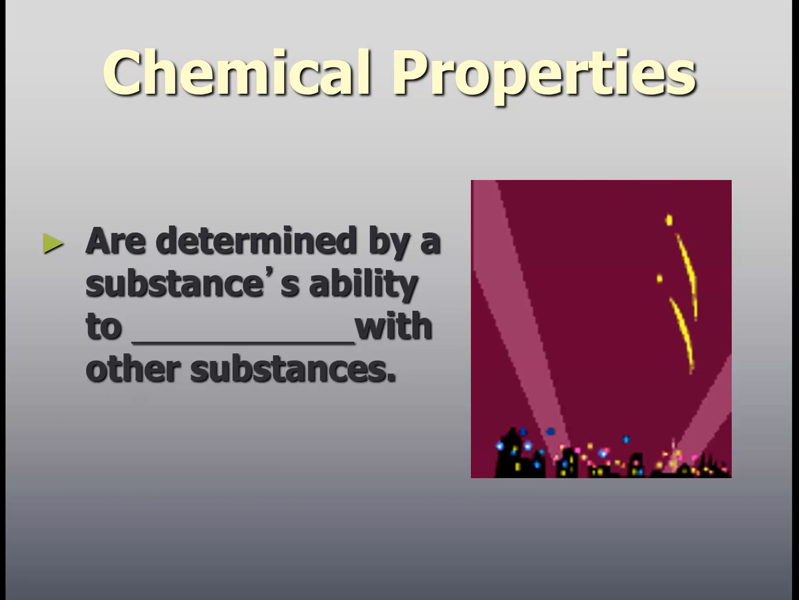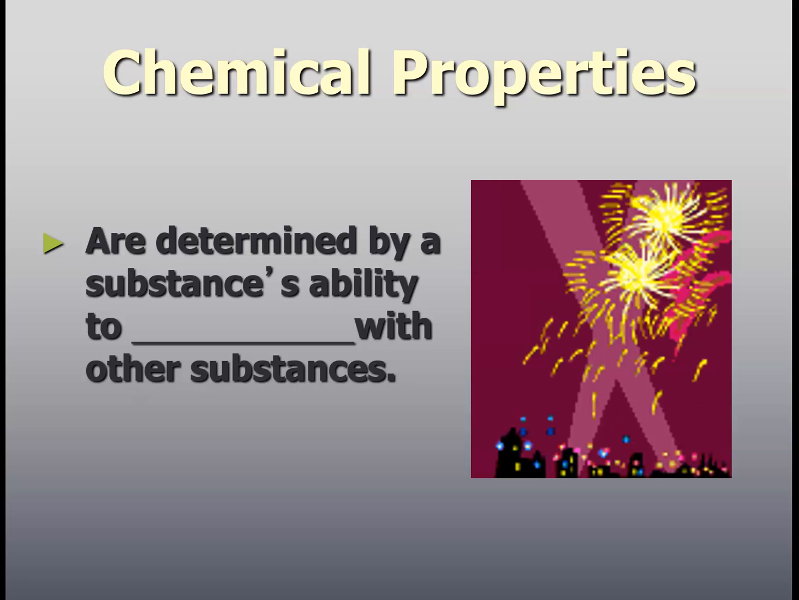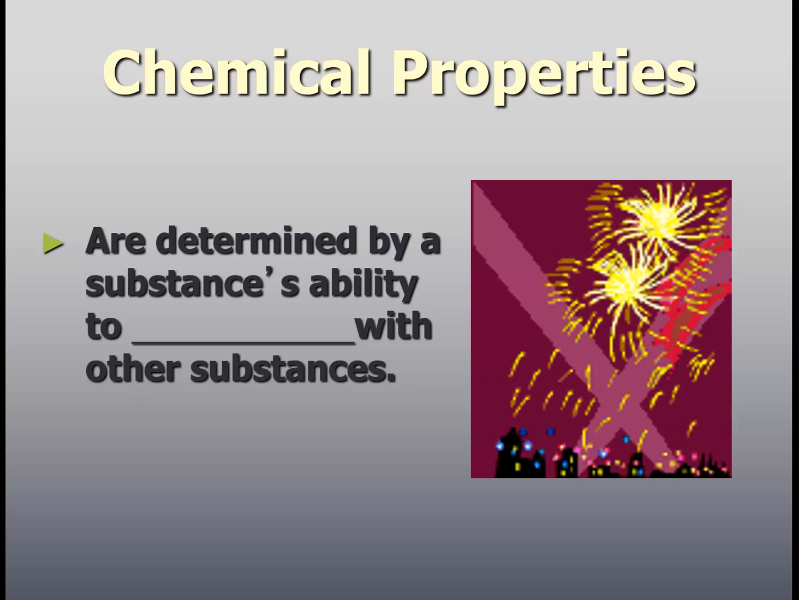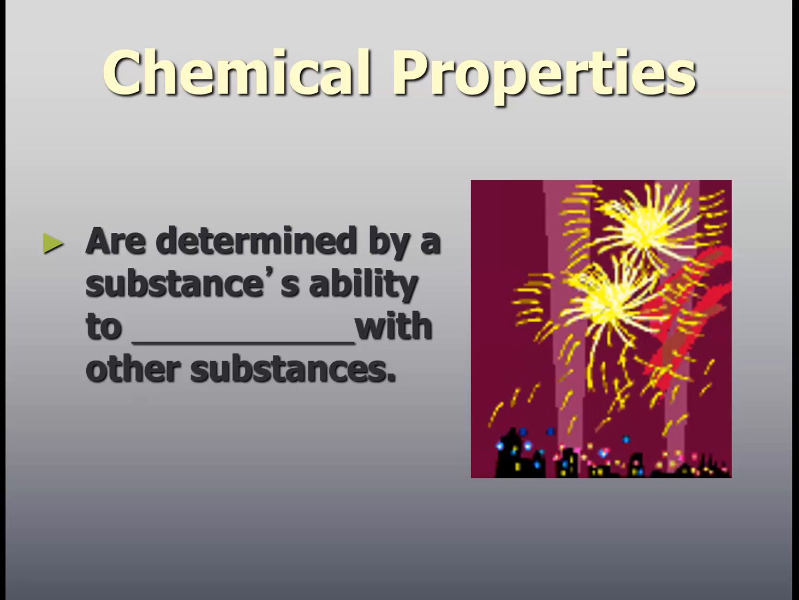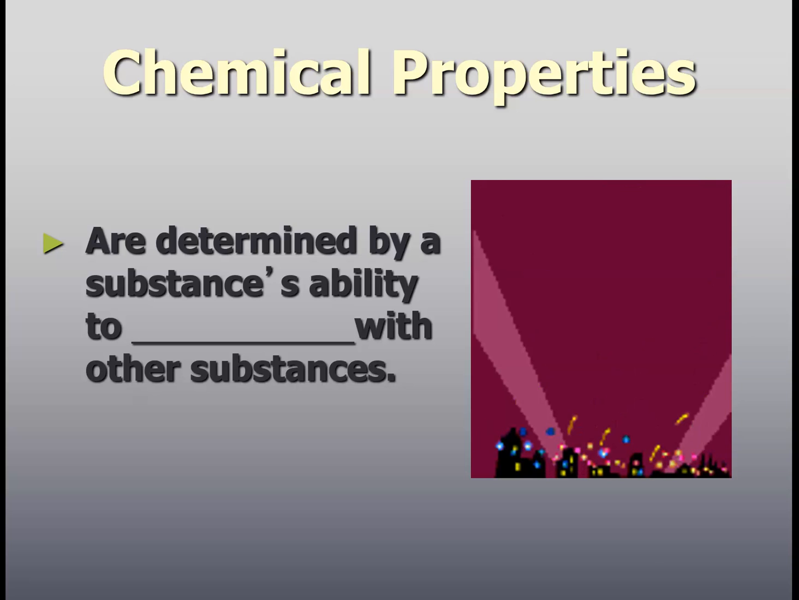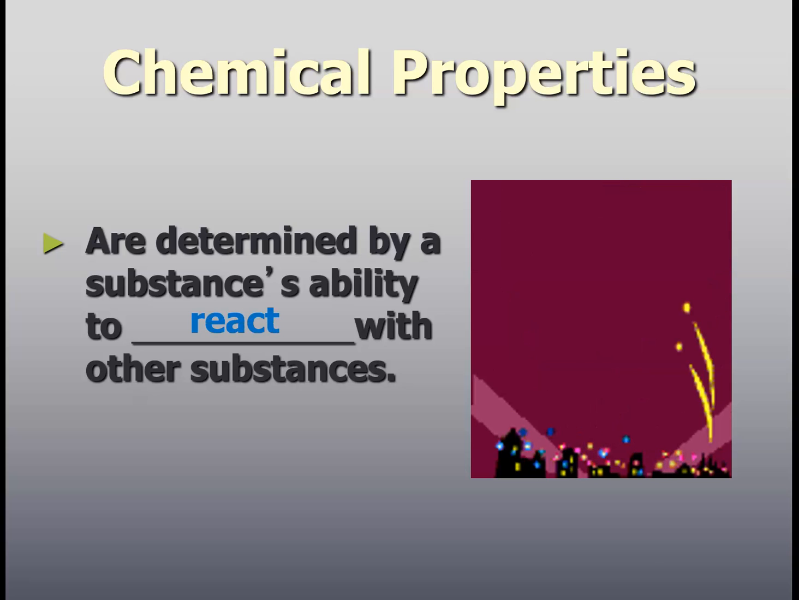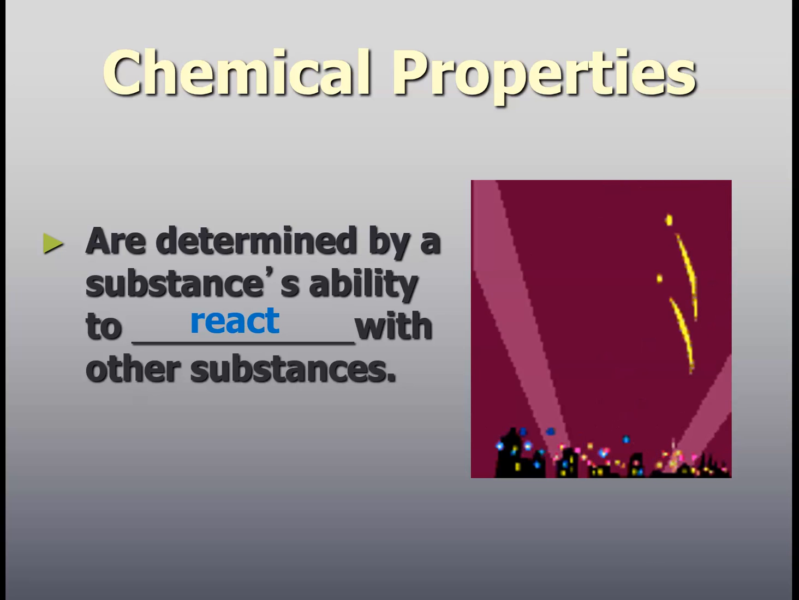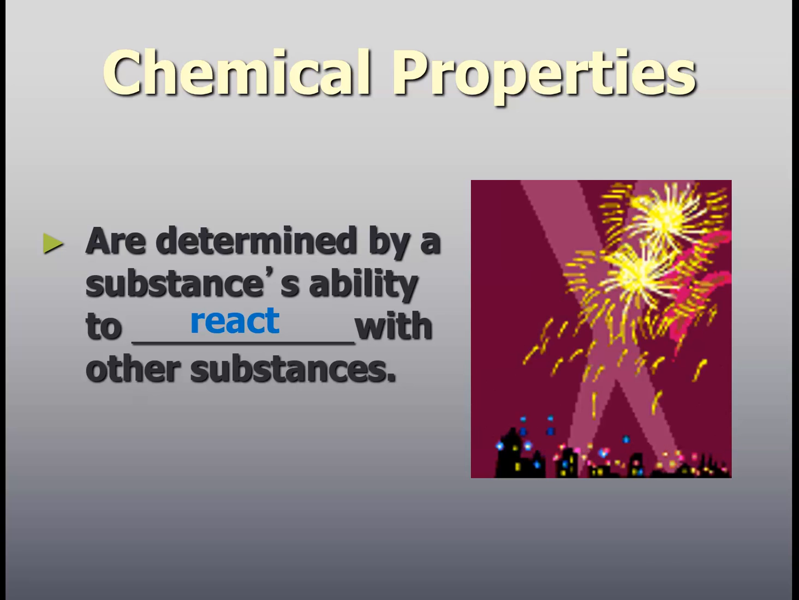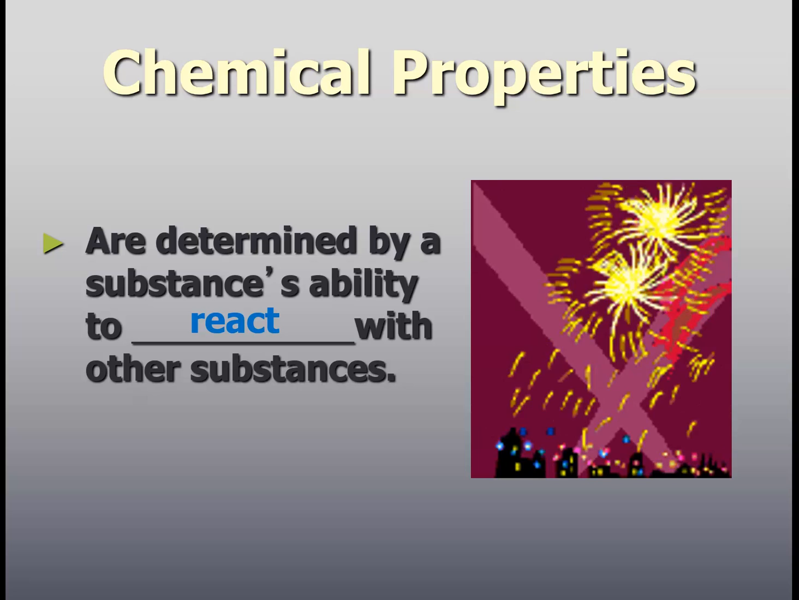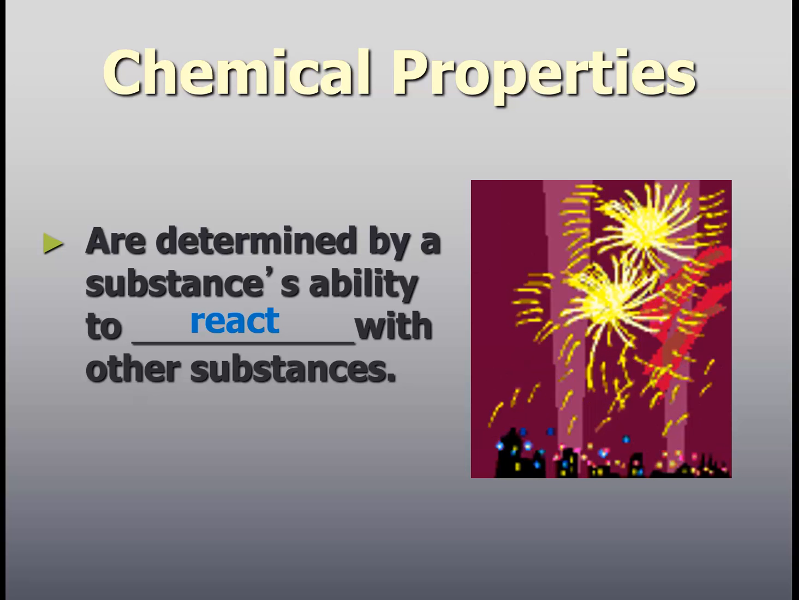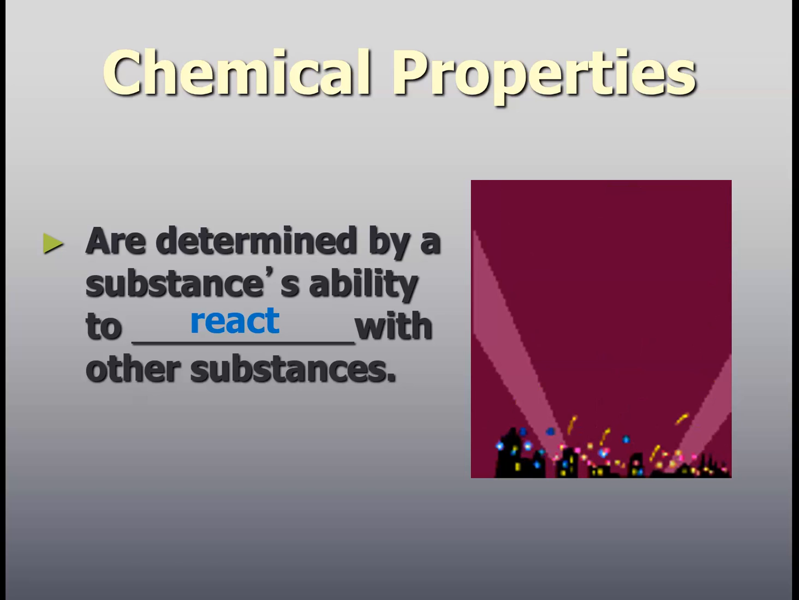So what is a chemical property? We looked at physical property, and that's the 5 senses, anything that deals with the 5 senses. Chemical properties are a little bit different. They are determined by a substance's ability to react with other substances. That's kind of the reaction we get when we put baking soda and vinegar together and we get a reaction. Well, that is actually a chemical reaction or property.